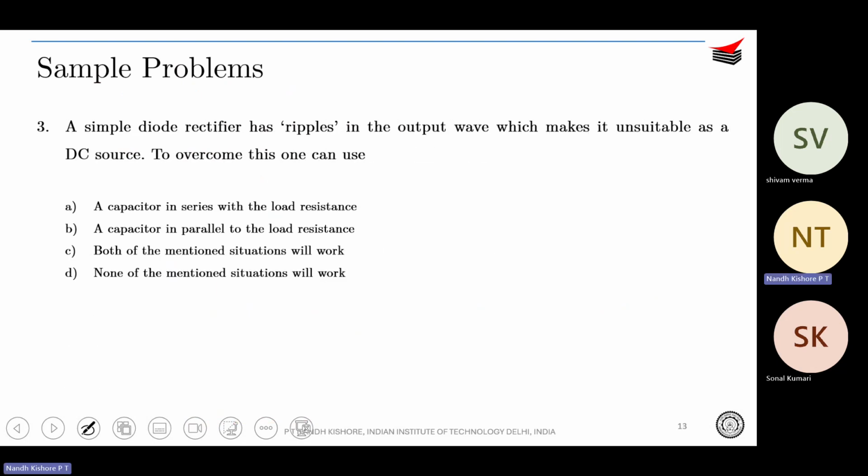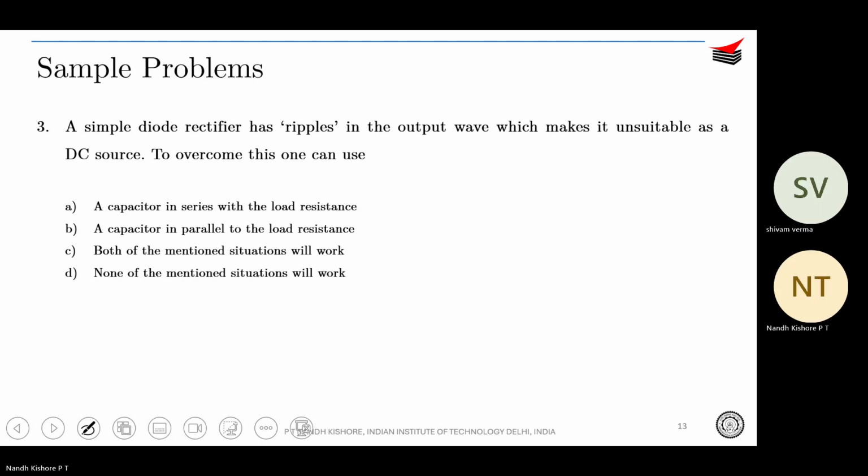Okay. So the next question is, a simple diode rectifier has ripples in the output wave which make it unsuitable as a DC source. To overcome this, one can use a capacitor in series with load resistance, a capacitor in parallel with load resistance, both of the mentioned situations will work, or none of the mentioned situations will work. So what is the answer for this? So I have a diode bridge rectifier.